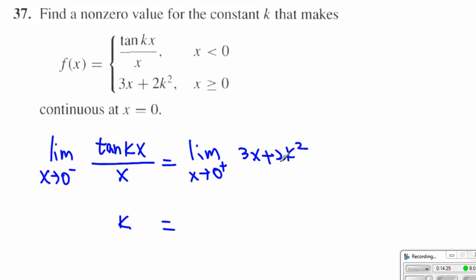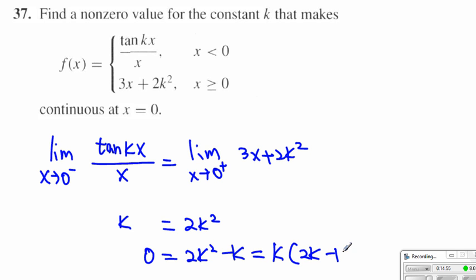Then on the right side, if you plug in 0, we end up getting 2k squared. Now, since k is non-zero, we can bring k over to the other side: 0 equals 2k squared minus k. Then by factoring out k, we have k times 2k minus 1. Since k cannot be equal to 0, the only way to make this expression equal to 0 is if 2k minus 1 equals 0. Then it tells us k has to be equal to 1/2.